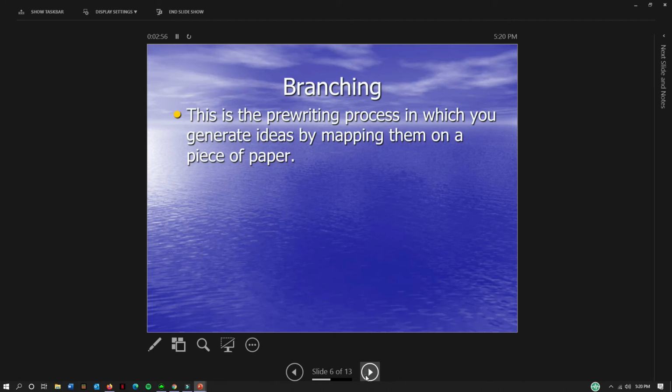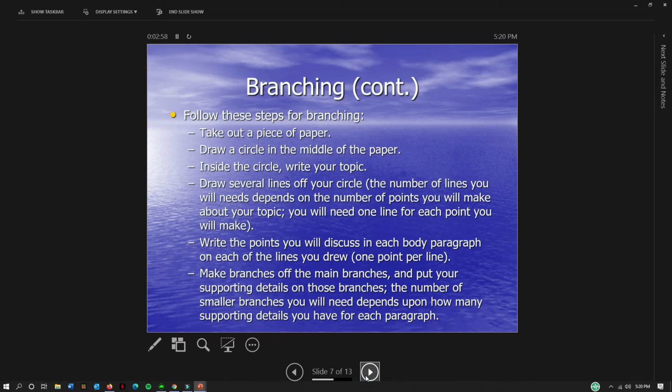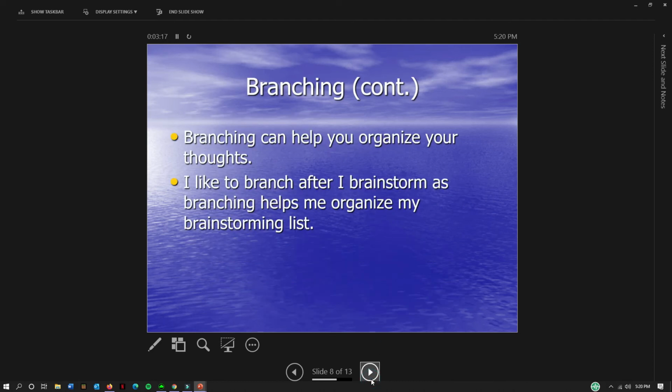Branching, I showed you a picture of that. This tells you how to branch. In the middle of your paper, draw a circle. Inside the circle, write your topic. Draw several lines off your circle, and then write the points that you will discuss in each body paragraph on each of the lines that you drew, and then branch off of those into your points. This can help. I like to branch.